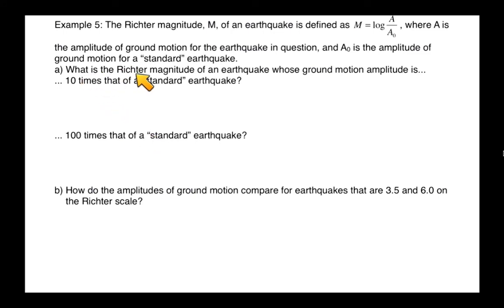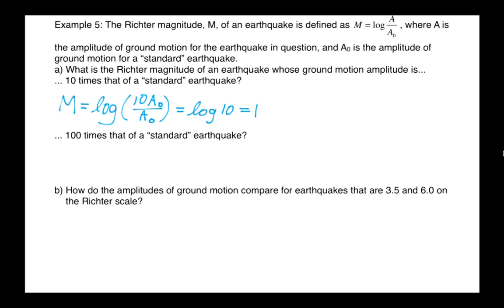So first thing, what is the Richter magnitude of an earthquake whose ground motion amplitude is 10 times that of a standard earthquake? So we're talking about the amount of ground motion being 10 times the standard one. As you can see here, the A naught divides out and you're left with log of 10, which means log base 10 of 10. This gives you 1. So a 1 on the Richter scale has 10 times the ground motion of a standard earthquake.